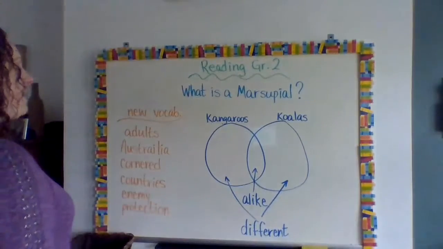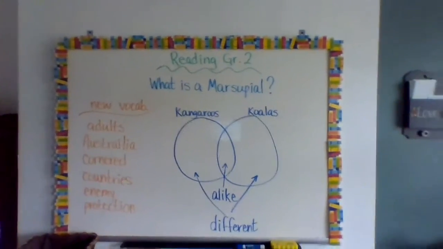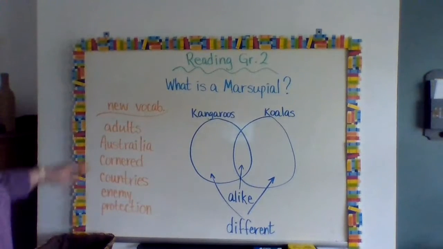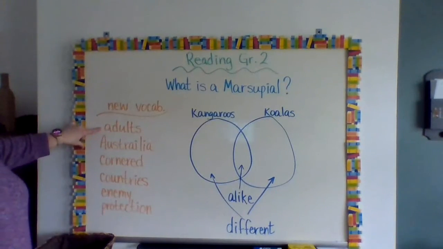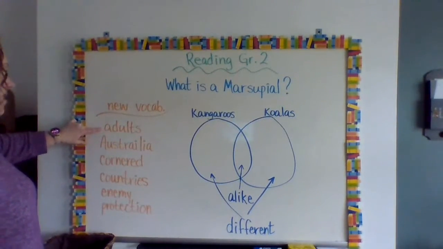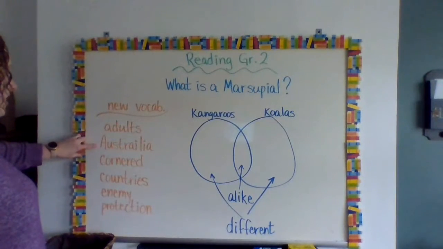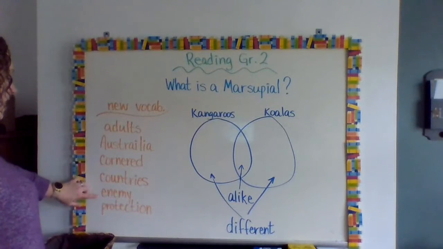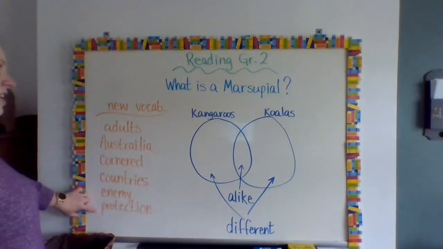We're going to read about that, but I want to go over the new vocab words, so I'm going to adjust my screen a little bit. And follow me over here to the orange. It says adults. Say these with me. Adults, Australia, cornered, countries, enemy, protection.